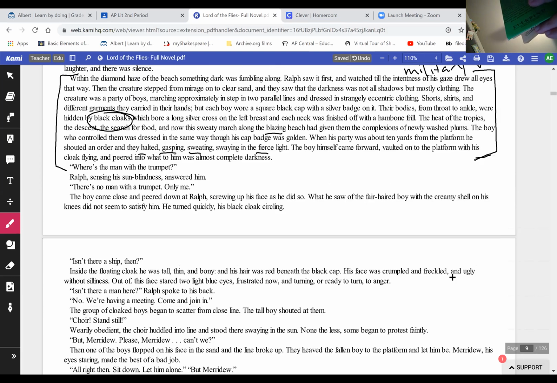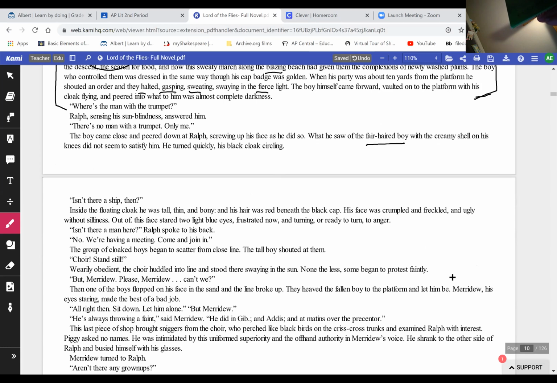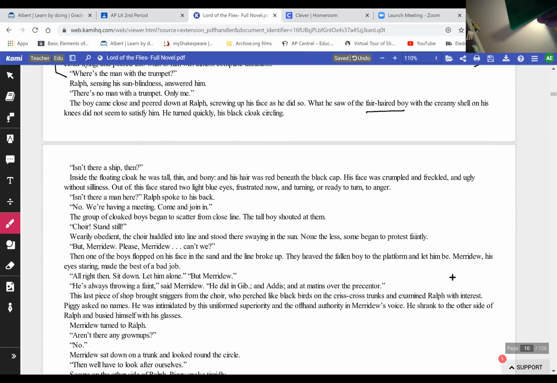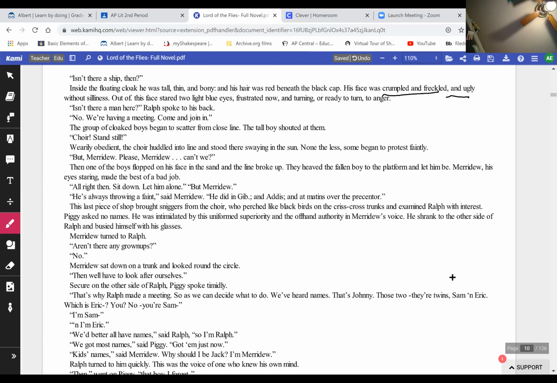The description of Jack himself is one that's, again, here we've got Ralph, the fair-haired boy. And then when we get to Jack, inside the float, his hair was red. His face was crumpled and freckled and ugly. So again, we turn against Jack right away, and that's the author. He's doing that on purpose. He doesn't have time. It's not a very long novel, and it's not about him trying to necessarily build the characters. He wants us immediately to be jumping sides for a purpose because he's trying to prove a point.